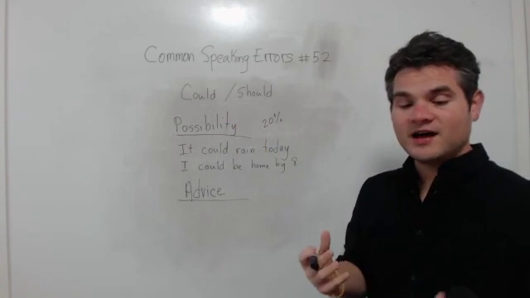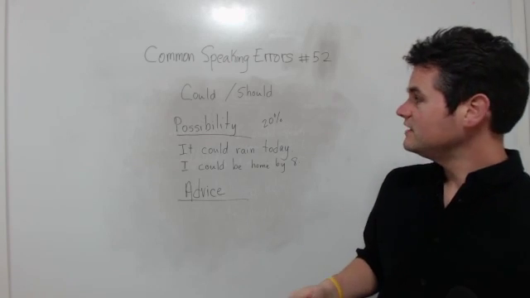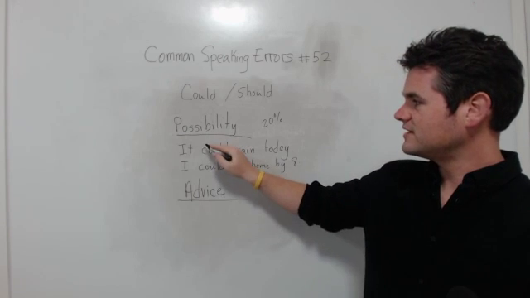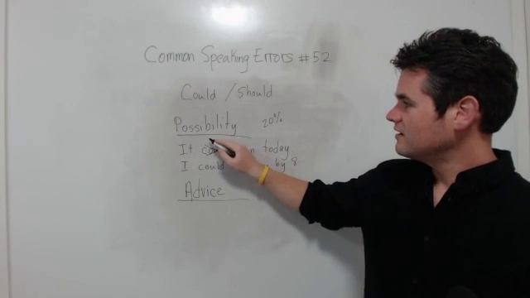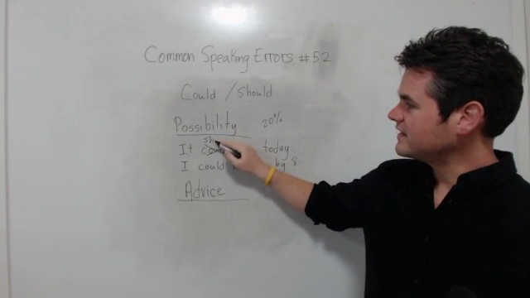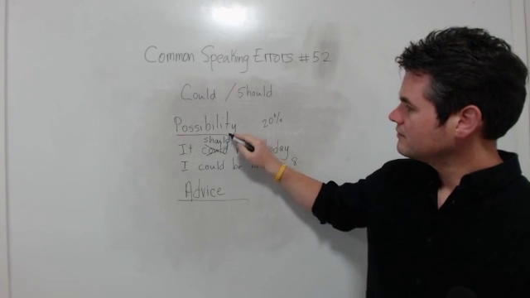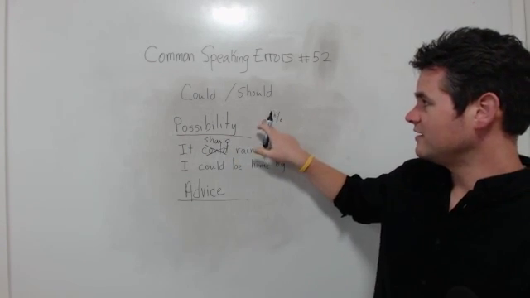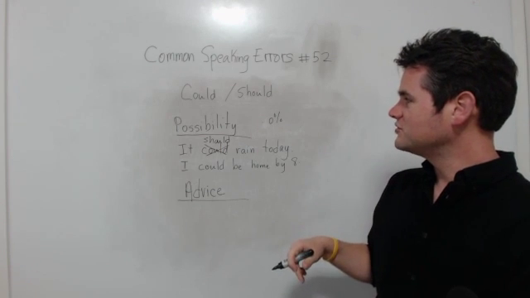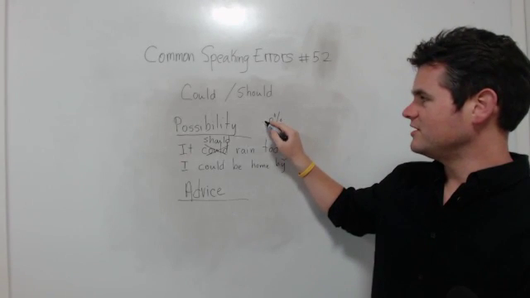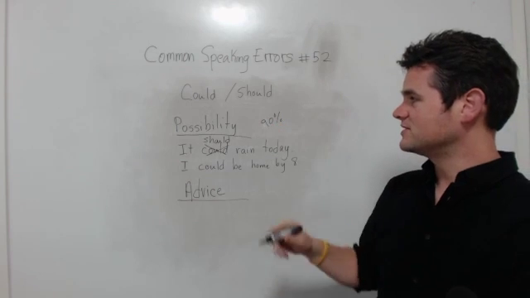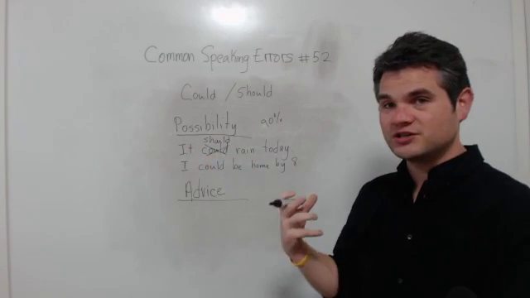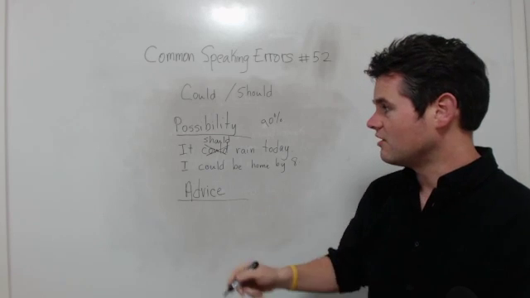Now, the meaning of this sentence completely changes when you take could away. If I say it should rain today, then that is a stronger possibility. Maybe the weather report has gone from 20% to maybe 90%. So it should rain today. Using should for possibility is much stronger.